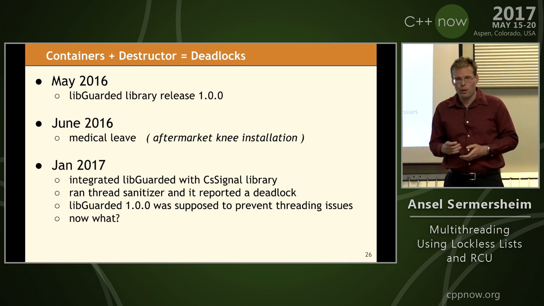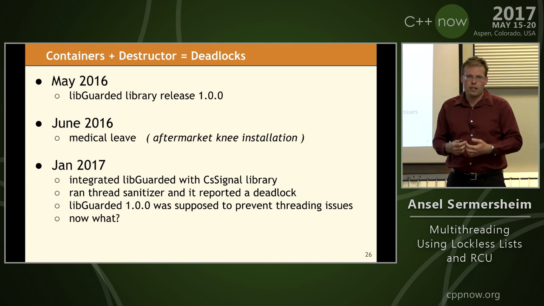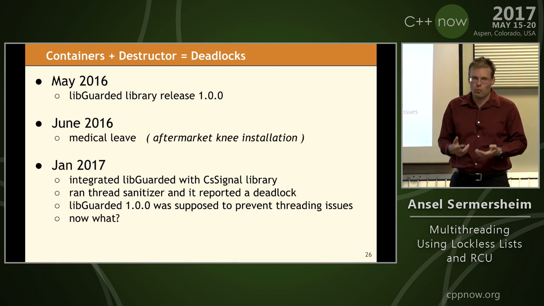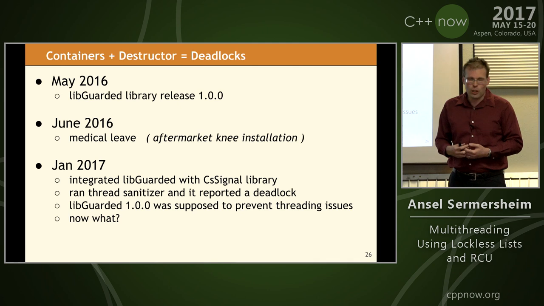In January, when we came back to this particular scenario, we wanted to integrate libGuarded with CsSignal, which was the entire purpose of developing libGuarded. We had discovered the need for some sort of guarded shared data during the process of implementing the signal slot connection for CopperSpice. We ran thread sanitizer during the process of integration, and it said, you have a deadlock. And I said, oh dear. Because the entire point of libGuarded was to make it simpler and more straightforward to write correct multi-threaded programs that you could prove correct by inspection, that you could easily see in a code review whether the code was reasonable. So now what do we do? Well, clearly, there's something missing.